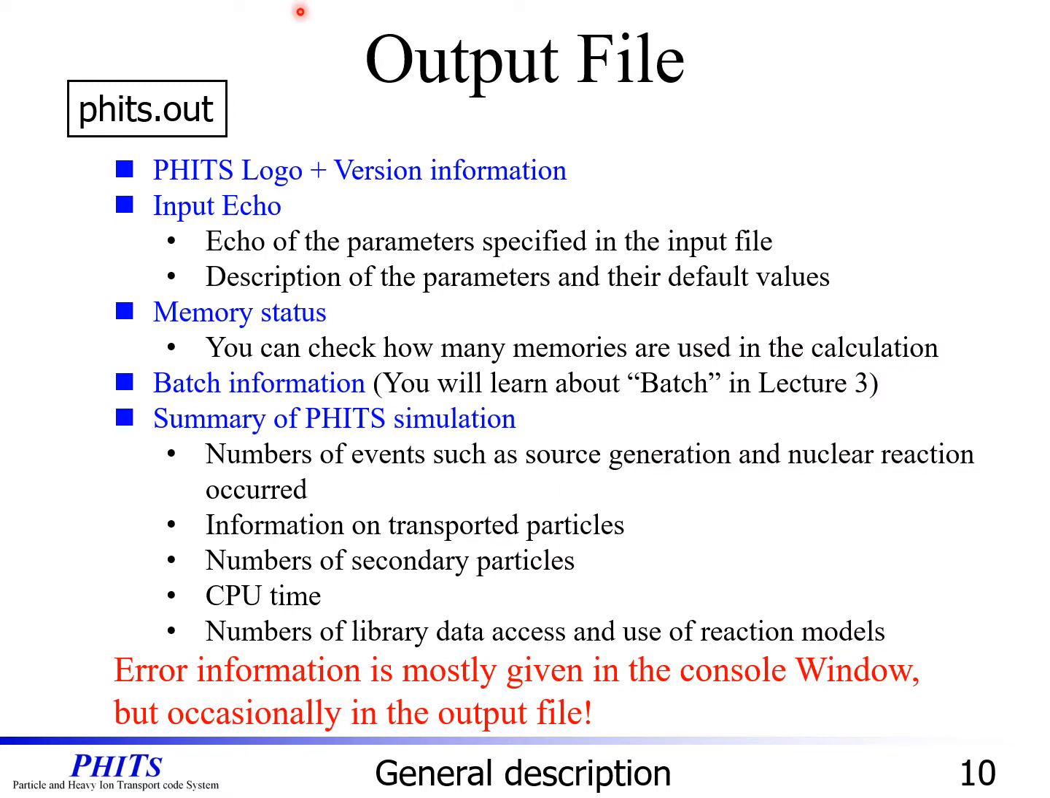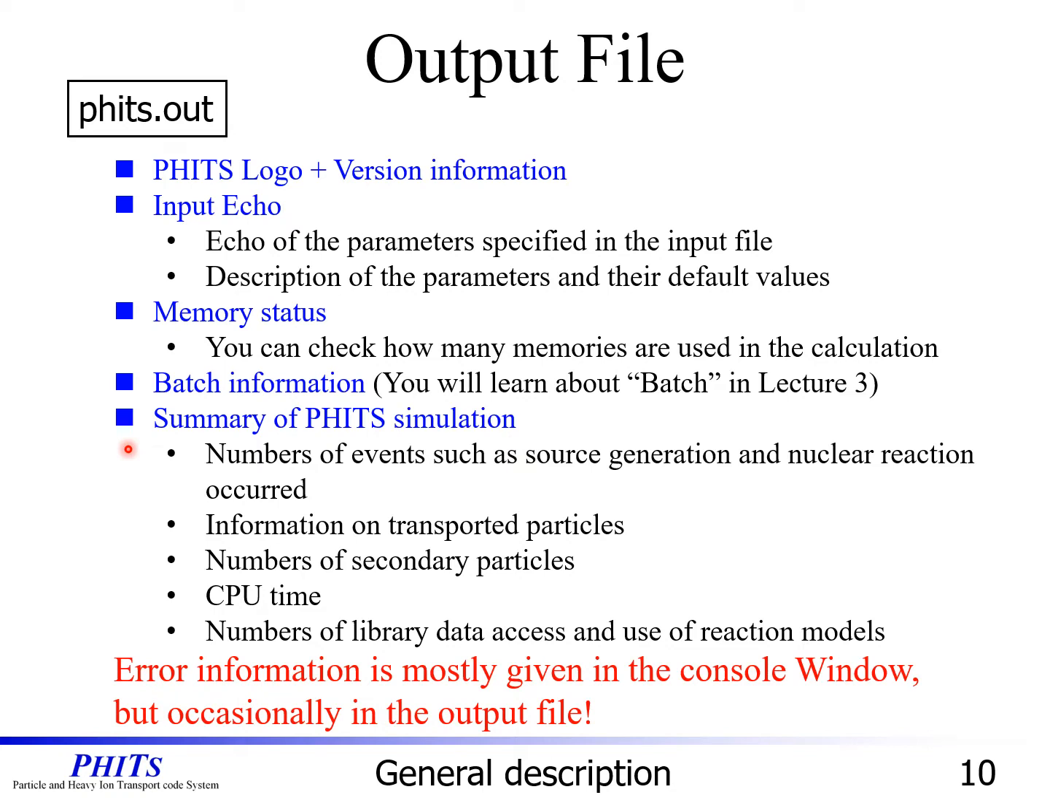Here is the standard output file. The first part of the PHITS out file is PHITS logo and version information. The second part is the input echo. In this part, parameters specified in the input file are shown with description of the parameters and their default values. The third part is the memory status, in which you can check how much memory is used in the calculation. The fourth part is the batch information. And the last part is the summary of PHITS simulation.